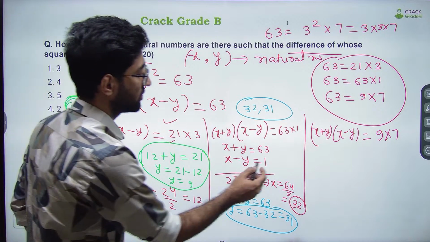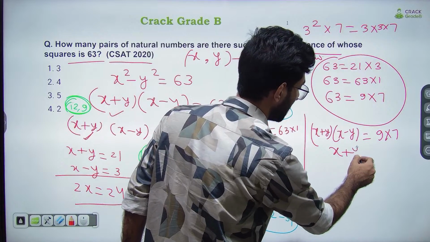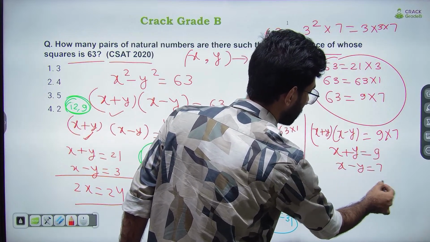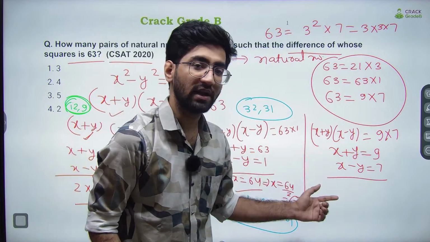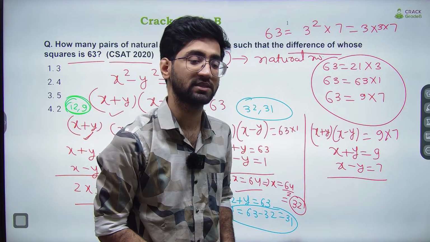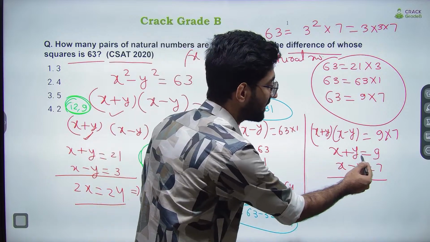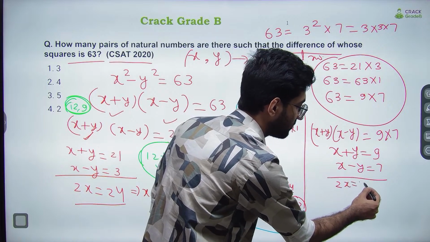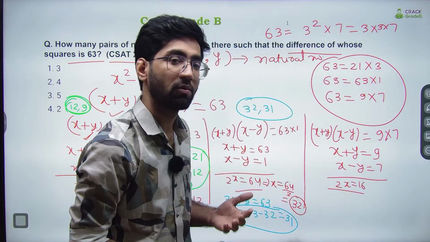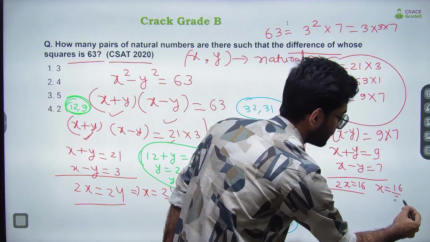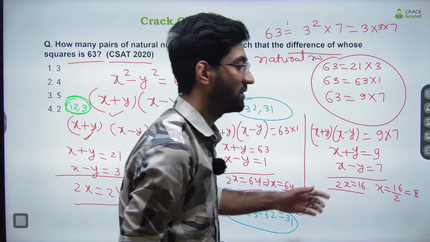Similarly, you can write it here, x plus y equal to 9, x minus y equal to 7. You can again find the value of x and y by solving these two equations, right? So x plus y equal to 9, x minus y equal to 7. If you add these equations, you will get 2x equal to 16. So obviously x equal to 16 by 2. So the value of x is equal to 8.